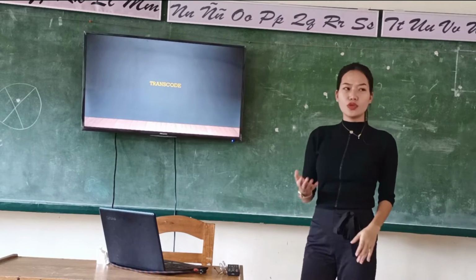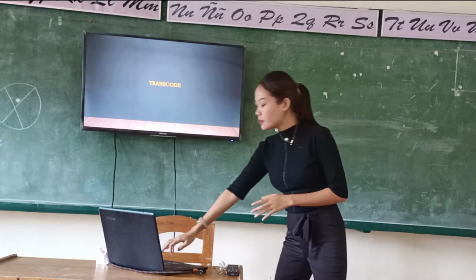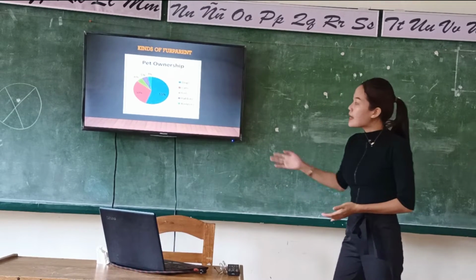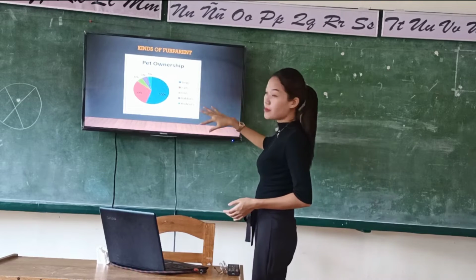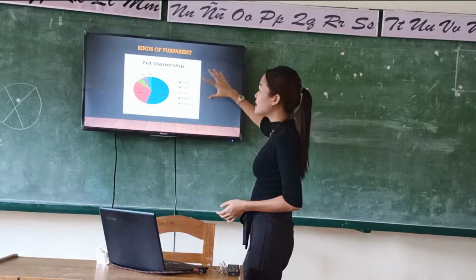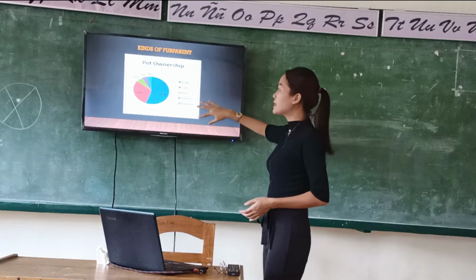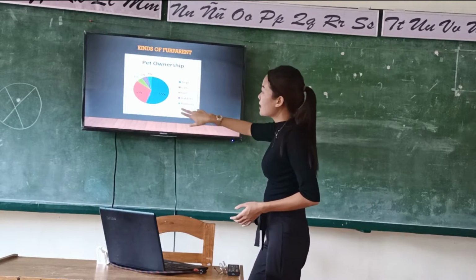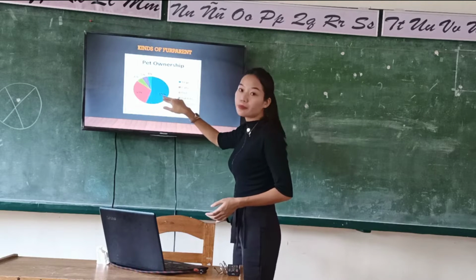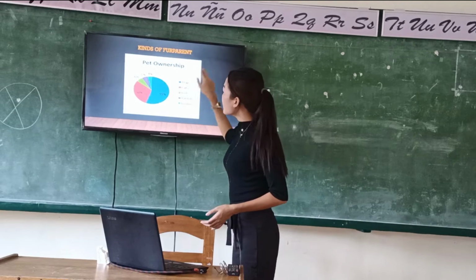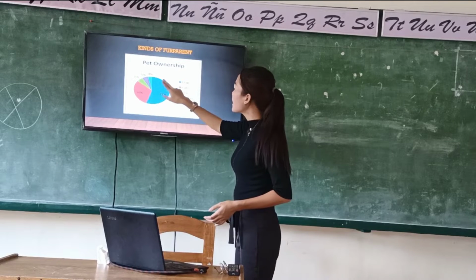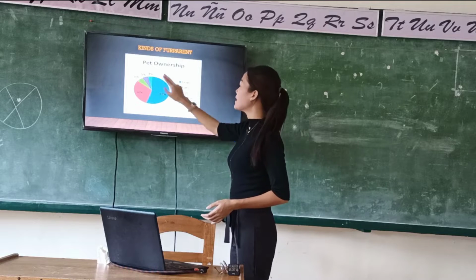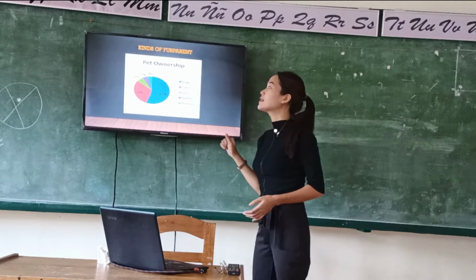Here I will show you a pie graph that represents kinds of pets. It discusses pet owners and the proportion of each. As you can see, dogs have 55% of ownership, cats 30%, fish 6%, rabbits 5%, and rodents 4%.